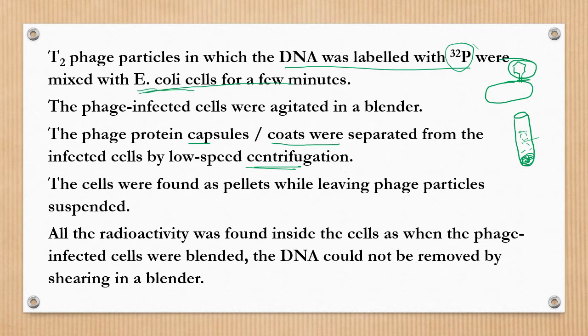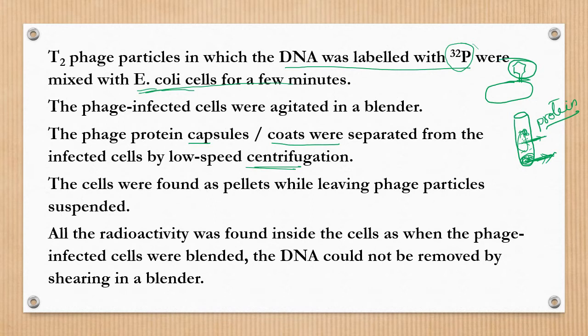So now what happened here? The coats are left out. So the supernatant consists of the protein coats. In protein, there is no phosphorus. That's why there is no radioactivity in the supernatant. But the radioactivity is present in the cell particles which settled at the bottom, as these cells contain that DNA.